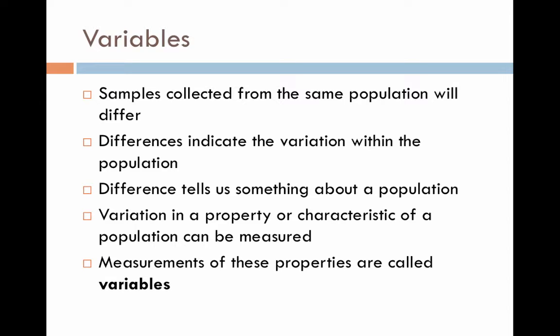And so measurements of these properties are called variables, right? The property of being male or female in the previous example was a variable, right? That would change, that would vary.